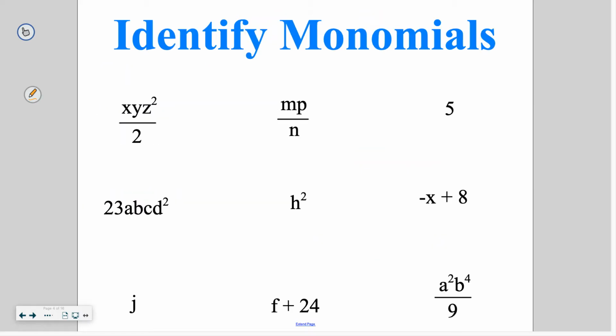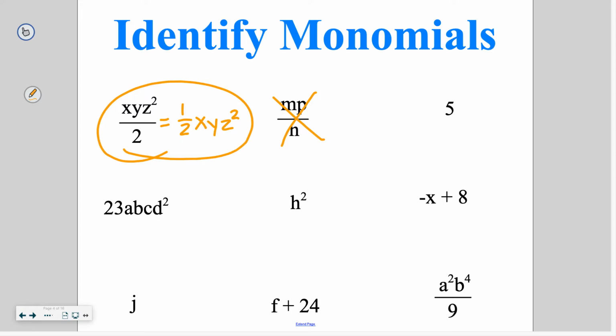So now that we know what a monomial is, we're going to take a minute and identify. Right here, we've got xyz squared over 2. We could rewrite that as 1/2 xyz squared. So it's a number and variables being multiplied. So this is a monomial. Next one, we have dividing by a variable. So that is not a monomial. 5, as I said on that first slide, is a monomial. It's a constant.